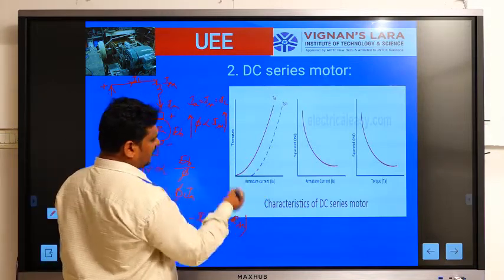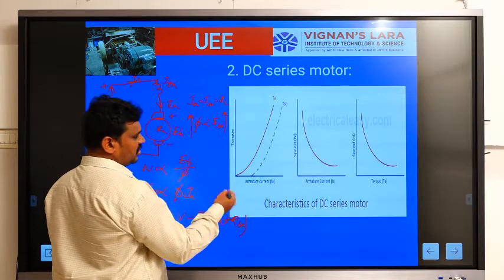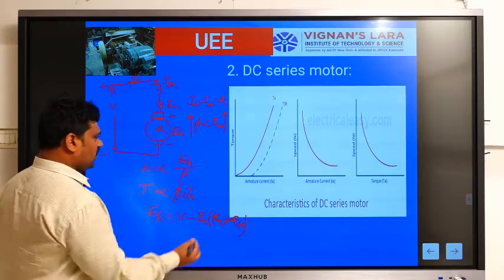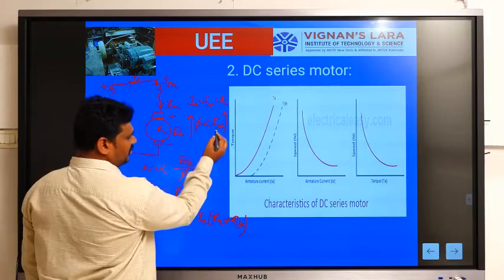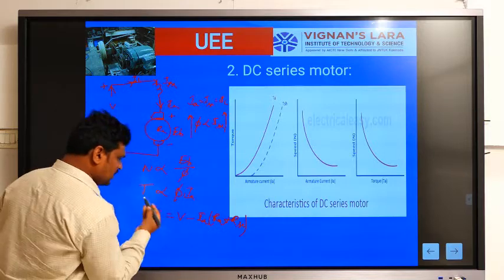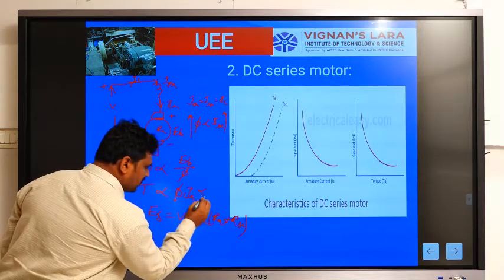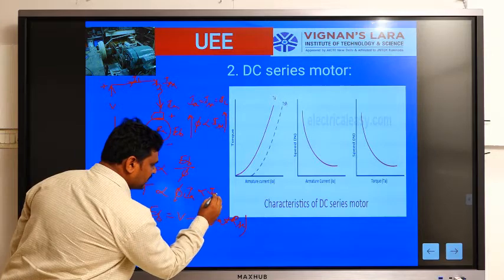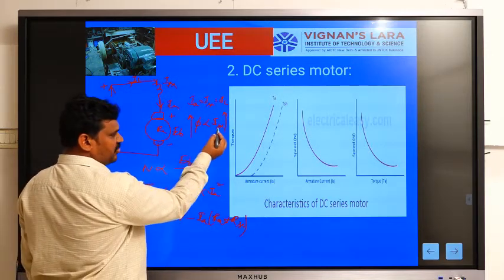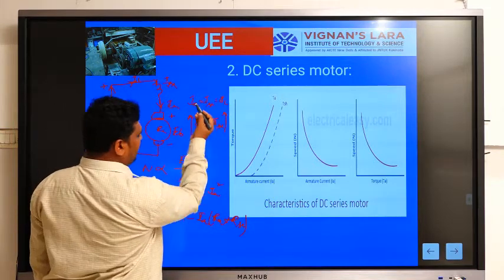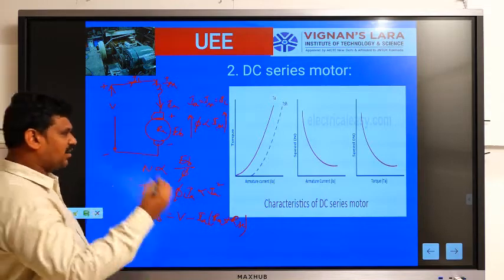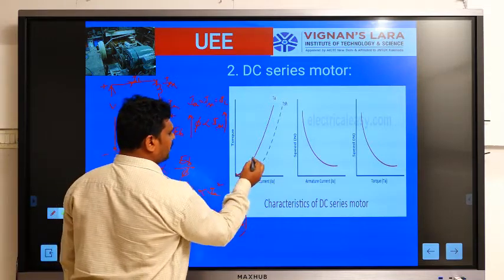Now come to the characteristics. I want to draw the characteristics of torque versus armature current. If armature current increases, ISC also increases. When ISC increases, the flux also increases. Simply, I can say torque is proportional to IA square. Why IA square? The flux is proportional to ISC, and ISC is equal to IA. So torque is proportional to IA square. It is a parabolic characteristic.